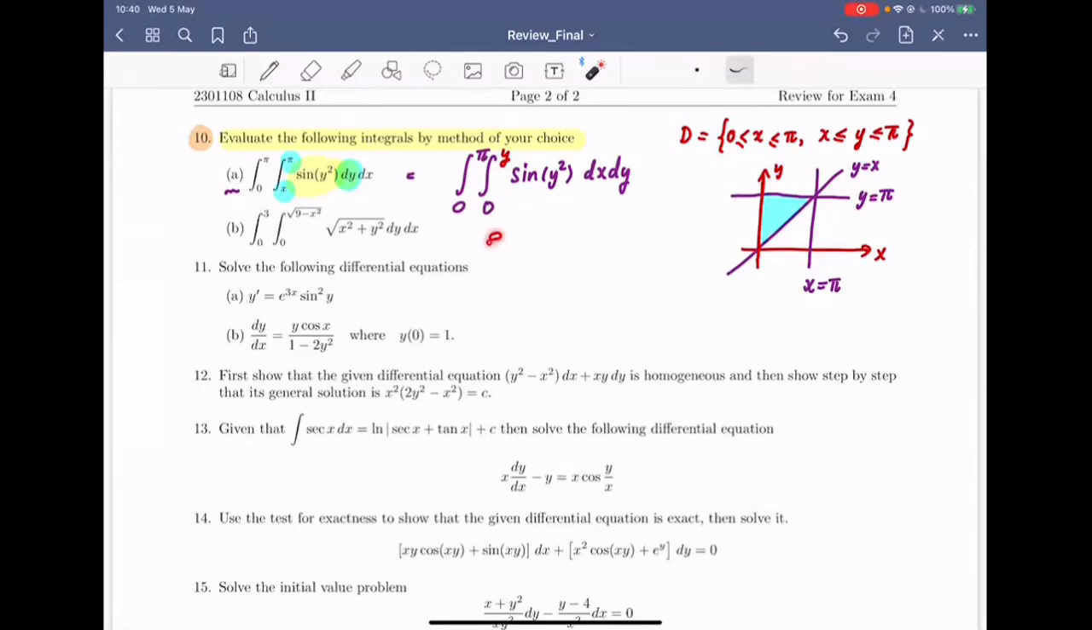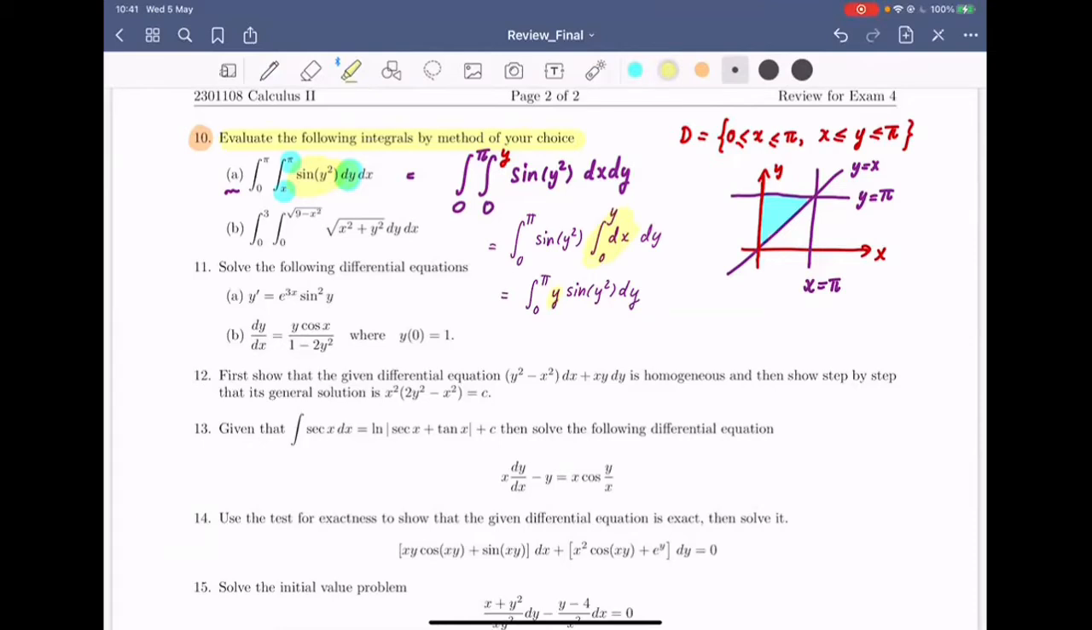Once you switch the order of integration, I'm going to do it here because it's easy. You integrate from 0 to pi, pull out sine y squared first, and then you integrate dx from 0 to y. You integrate dx and you get x, and y minus 0 is y. This is a lot easier now.